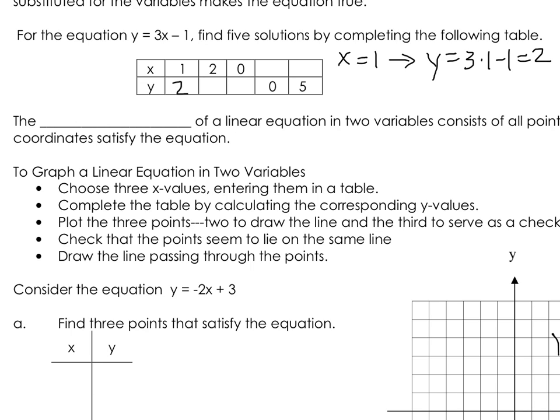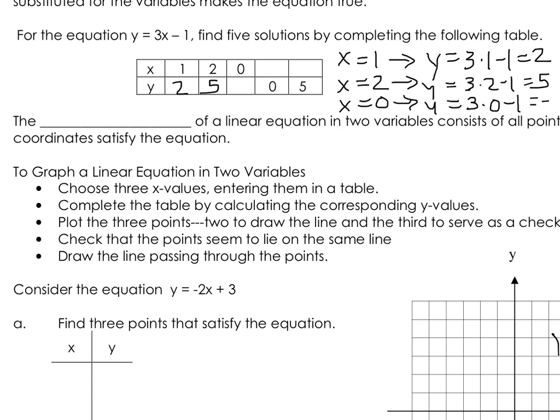What about when x is 2? If x is 2, y is 3 times 2 minus 1. It must be 5. What about when x is 0? Y is 3 times 0 minus 1. That's a negative 1.